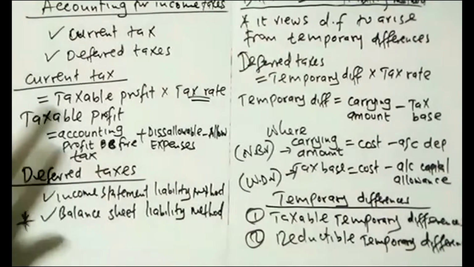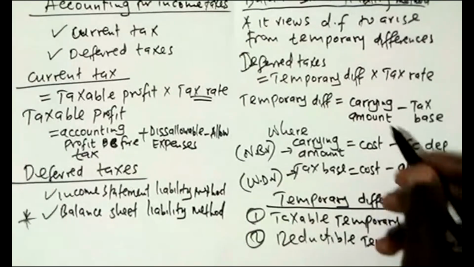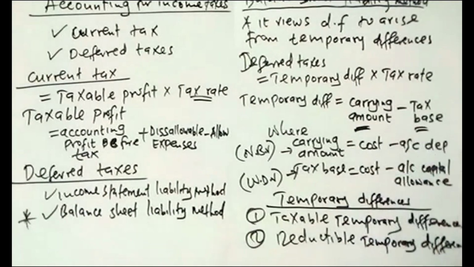The taxable temporary difference is where the carrying amount is greater than the tax base. The deductible temporary difference is where the carrying amount is less than the tax base. Once you know that, there's nothing you can't do under deferred taxes.